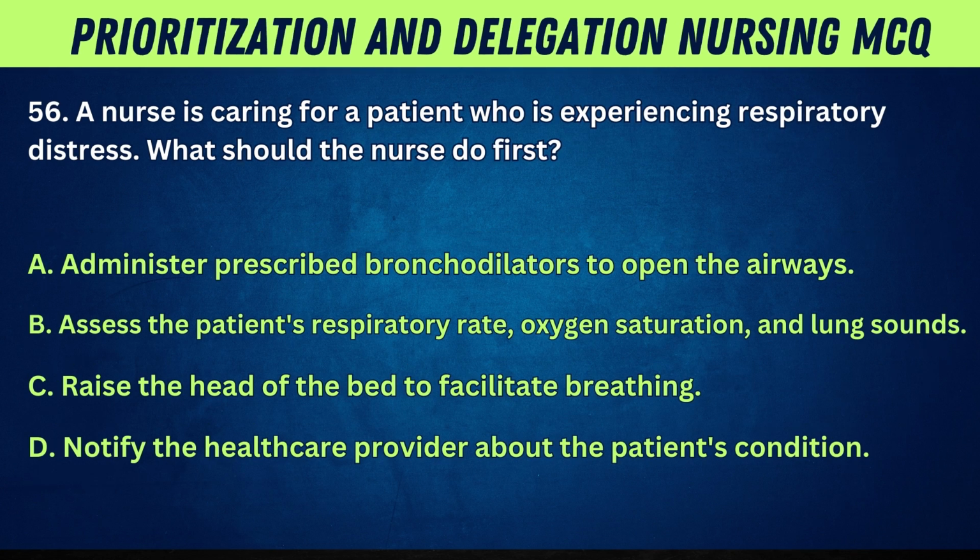56. A nurse is caring for a patient who is experiencing respiratory distress. What should the nurse do first? A. Administer prescribed bronchodilators to open the airways. B. Assess the patient's respiratory rate, oxygen saturation, and lung sounds. C. Raise the head of the bed to facilitate breathing. D. Notify the healthcare provider about the patient's condition.